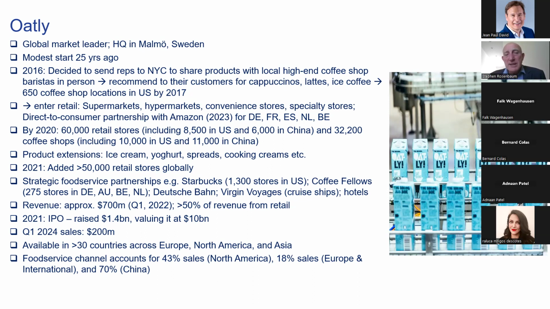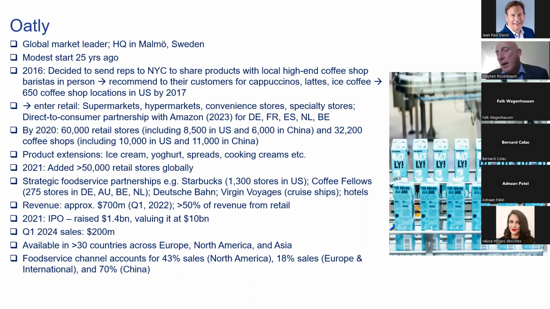And by 2020, in other words, 4 years after they had started this strategy in the US, they suddenly had over 32,000 coffee shops around the world and 60,000 retail stores. So as you can see, large numbers in the US and in China. And then they started developing new product variants, using the oat milk to produce ice cream, yogurts, and so on. And by 2021, they'd added another 50,000 retail stores globally.